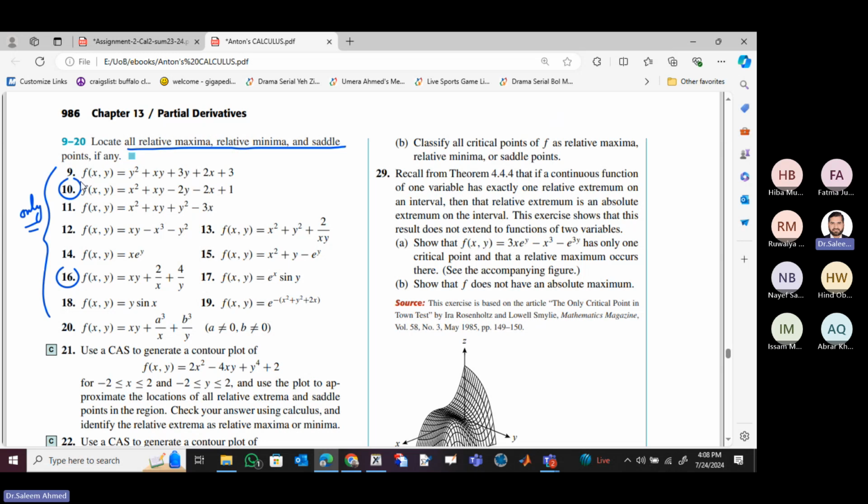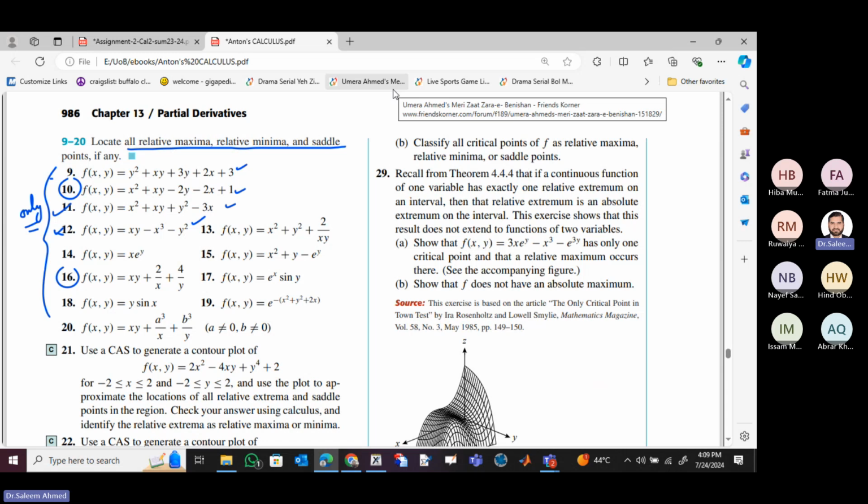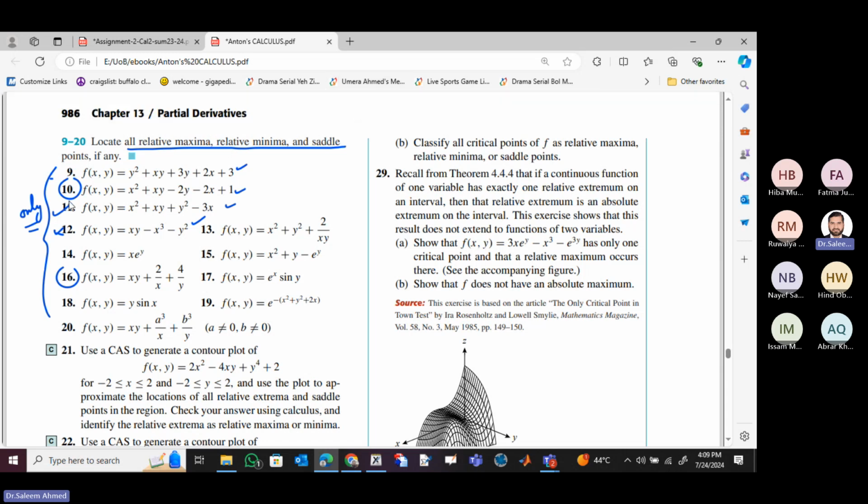Okay, so if you try 10 and 16, they are enough practice. If you want something else, maybe try 11. This looks like that, right? 11, 12, they are easier. 9, 11, 12, they are easier functions, so maybe these are enough. Even if you do 10 and 16, I think they will be enough practice. But if you are done with 10 and 16 and you have time, you can try 9, 11, 12, any one of them.